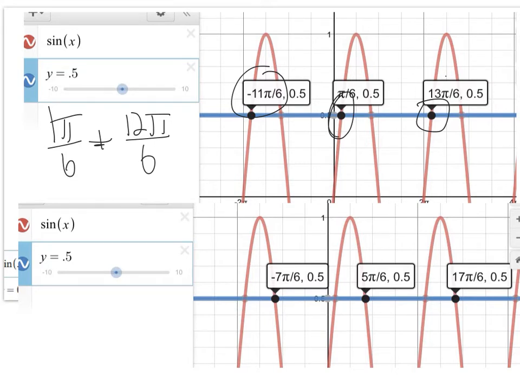Same thing with the 5 pi over 6. You take 5 pi over 6 and add 12 pi over 6. That gets you to 17 pi over 6, because 5 plus 12 is 17. And then we could subtract it and get to negative 7 pi over 6. So that's how we're going to be writing it out. When they ask you for all solutions, that's what you've got to do.